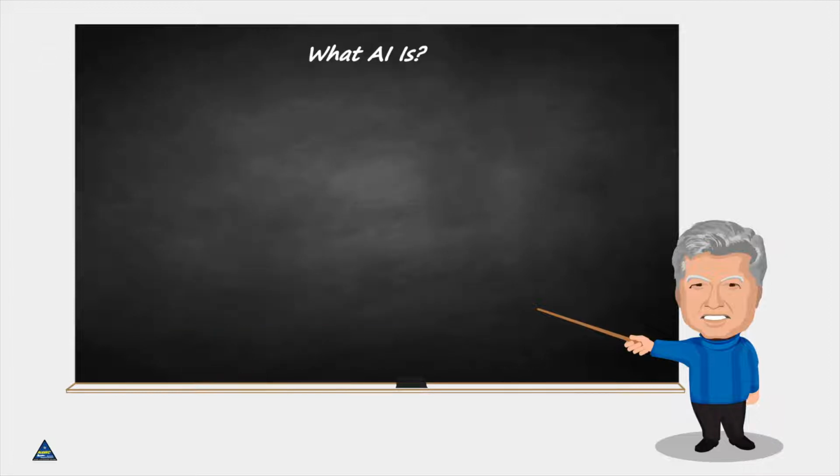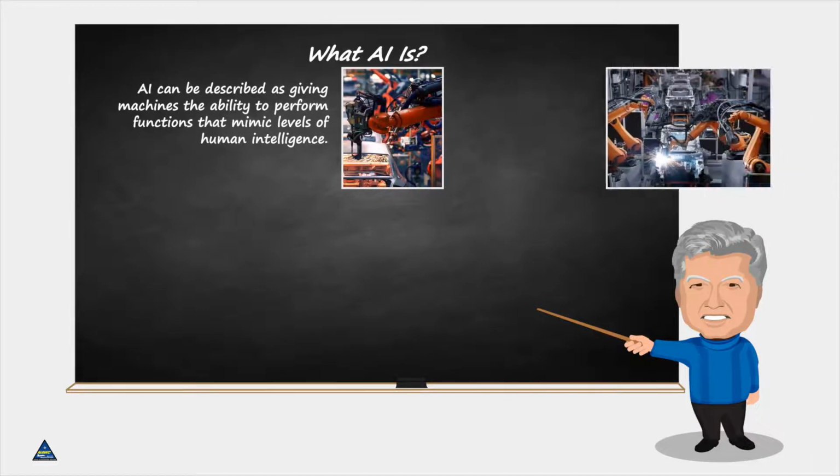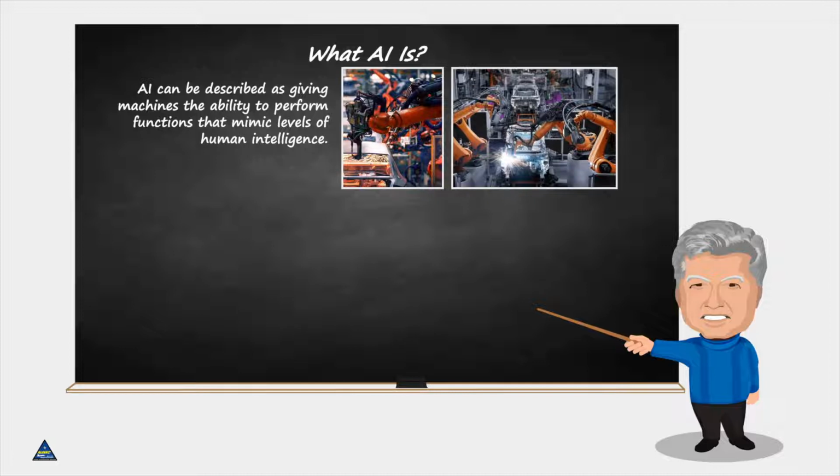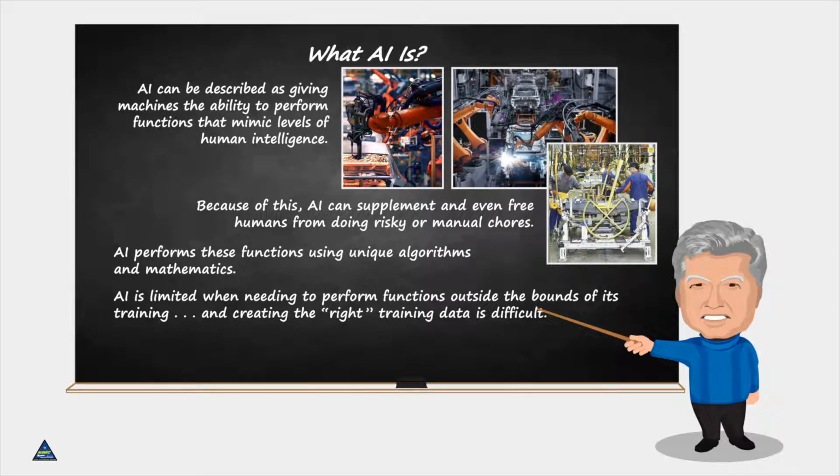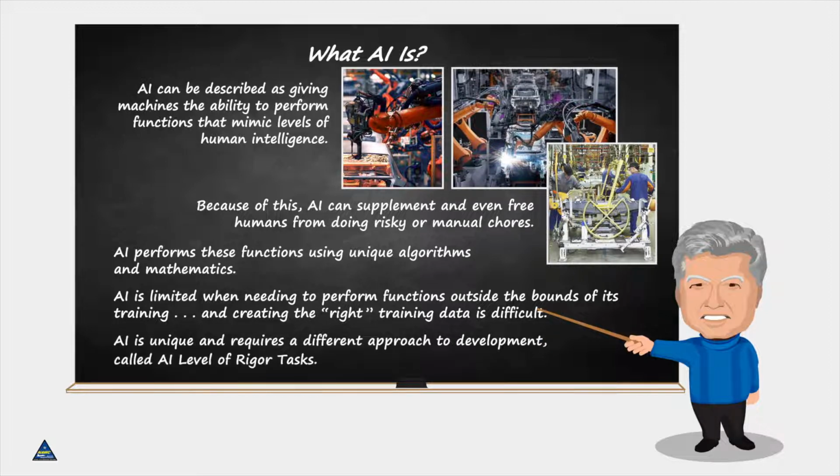What AI is, what is it, right? Well, we consider it to be a function that mimics levels of human intelligence. And because of that, it can free humans from doing risky and pretty manual chores. And it does it through algorithms and mathematics. But because of that, it takes a real special approach to train it and allow it to do these things and mimic human intelligence. And that's where the challenge is, and that's the reason why we've developed a series on AI level of rigor tasks.